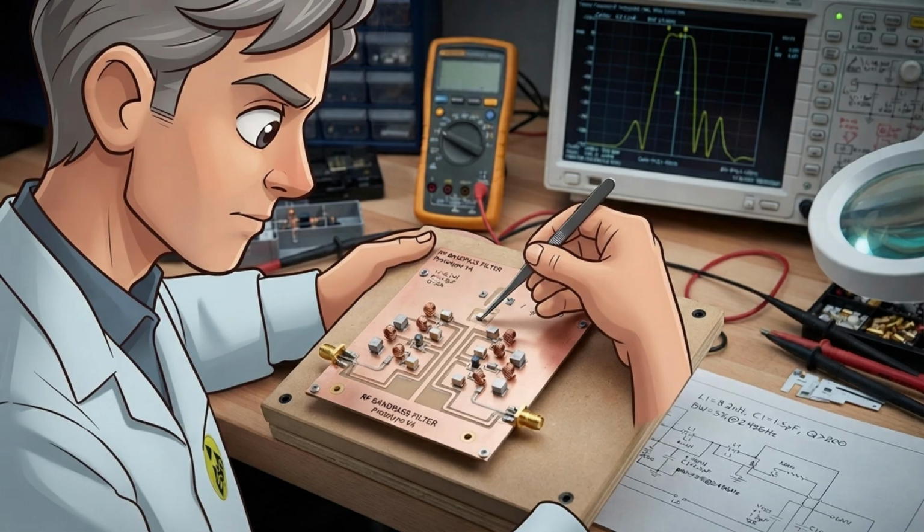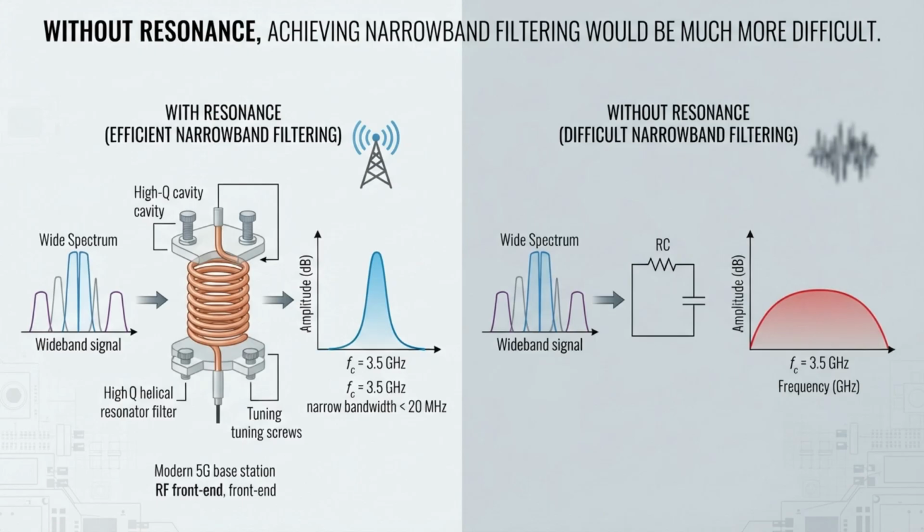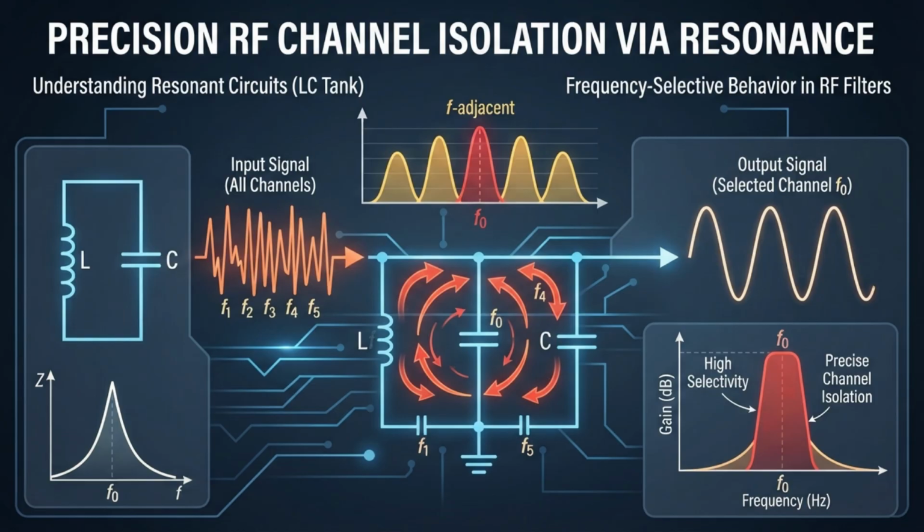Engineers carefully select the values of inductors and capacitors to achieve the desired resonant frequency and bandwidth. In practical RF filters, multiple resonant circuits are often combined to produce sharper frequency responses and improved selectivity. Without resonance, achieving narrowband filtering in modern communication systems would be much more difficult. Understanding resonant circuits is essential because resonance is what gives many RF filters their frequency-selective behavior. It allows engineers to isolate communication channels with remarkable precision.